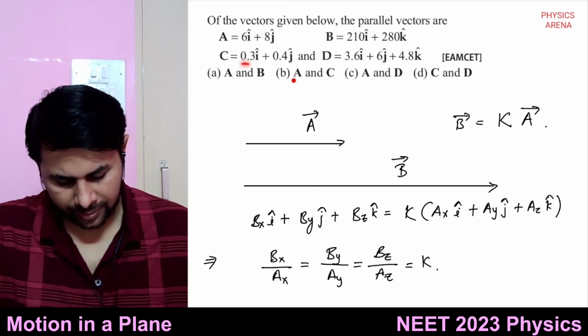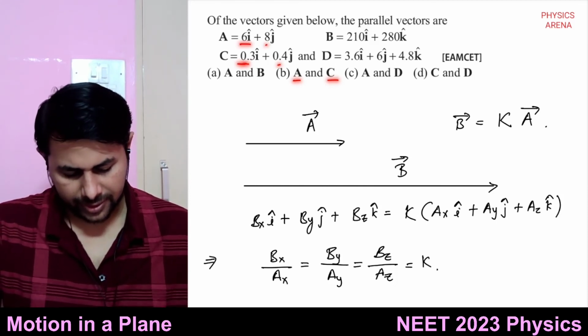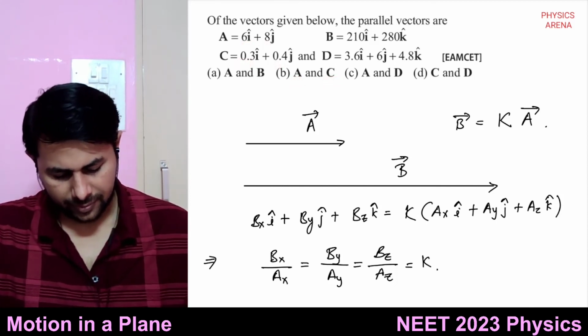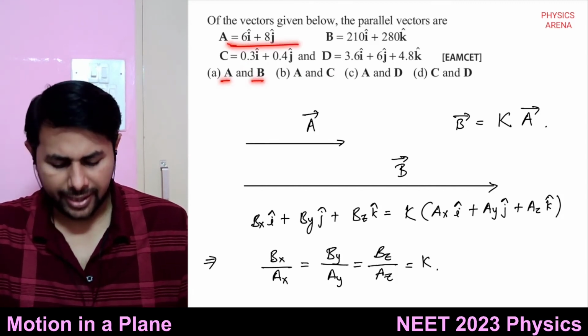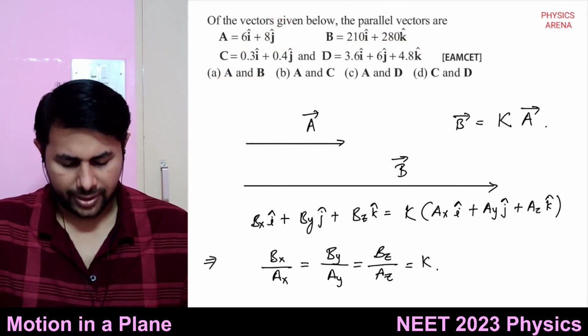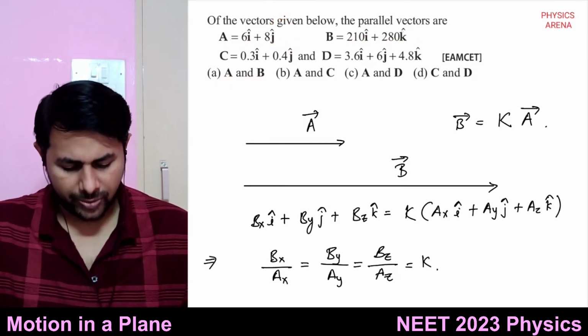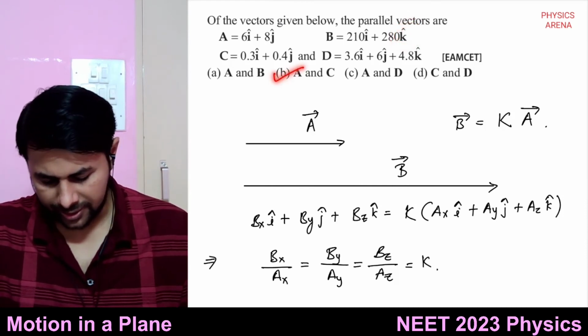B is A and C. Okay. This one and this one. Right. And A is A and B. A and B are not in the same direction because this has j cap, the y component, and this one doesn't have a y component. So option B is the answer.